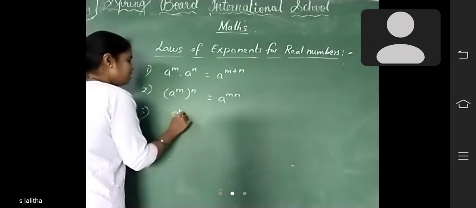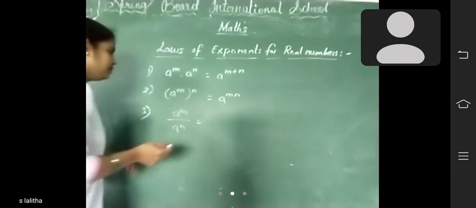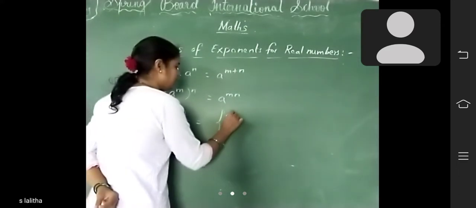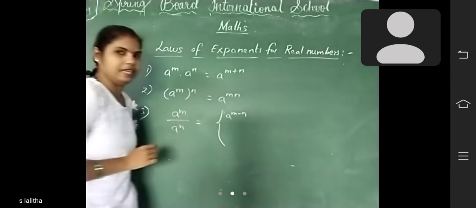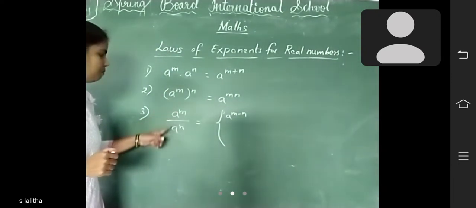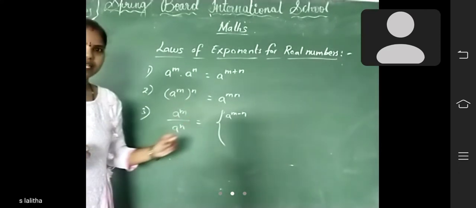Third law, a power m by a power n. So here three answers are there. First one is a power m minus n. Why? Because here both bases are same, so this n will be transposed here. What will become? Minus n.